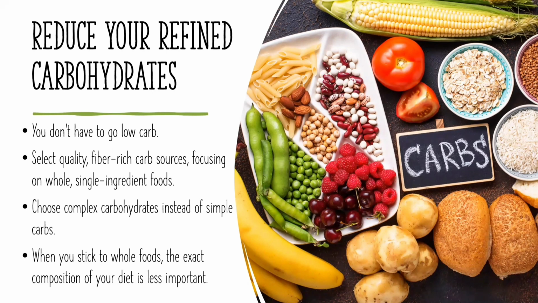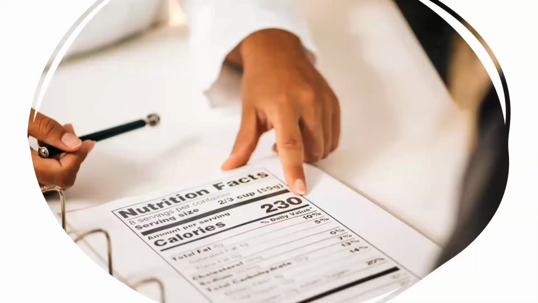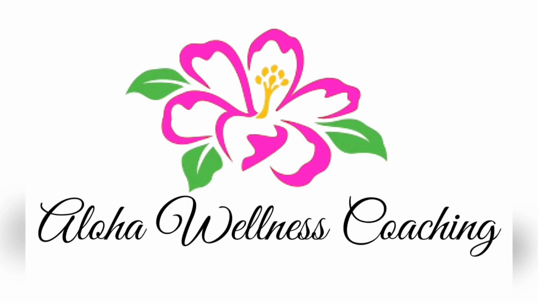Simply ensure that you eat quality, fiber-rich carb sources focusing on whole, single-ingredient foods. Choose complex carbohydrates instead of simple carbs. If you stick to whole foods, the exact composition of your diet becomes less important. In another segment, you will find out how to read nutrition labels and count calories to help you reach your goal more efficiently.